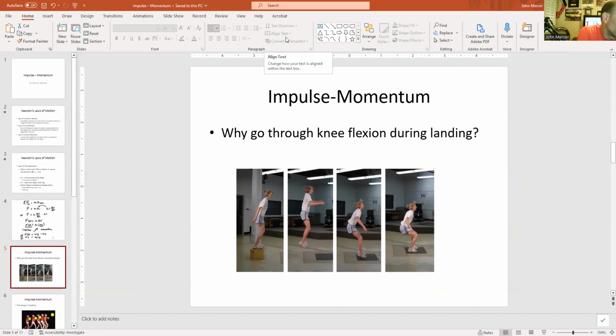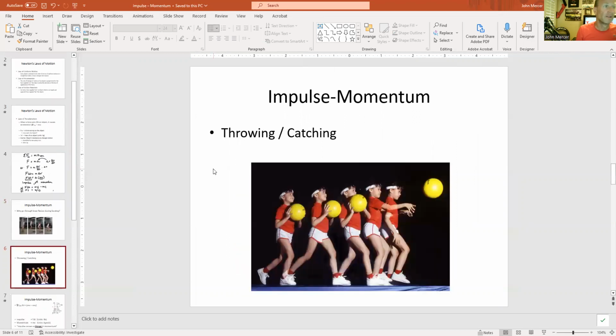So let's think about that from an impulse momentum relationship. And let me keep going here. I got another example here. Let's look at throwing and catching a ball. This is probably a little easier to see in terms of impulse momentum.